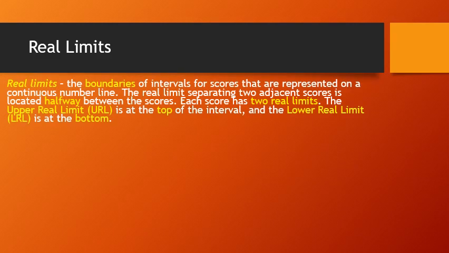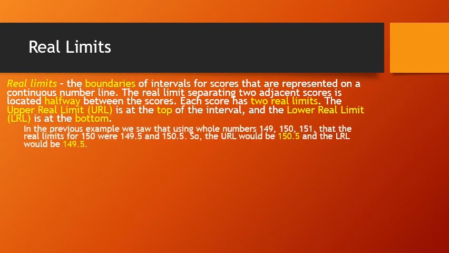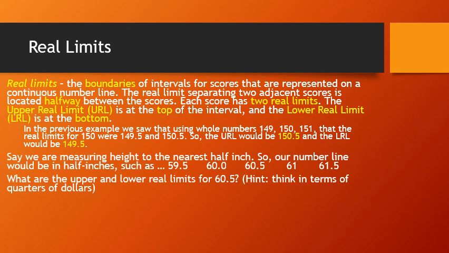All right, let's look more at real limits. These are the boundaries of intervals for scores that are represented on a continuous number line. The real limit separating the two scores is located halfway between the scores. Every score has two real limits. The upper real limit is at the top of the interval. The lower real limit is at the bottom. So in the previous example, we saw that using whole numbers, the real limits for 150 were 149.5 and 150.5. The upper limit is 150.5. The lower real limit is 149.5.